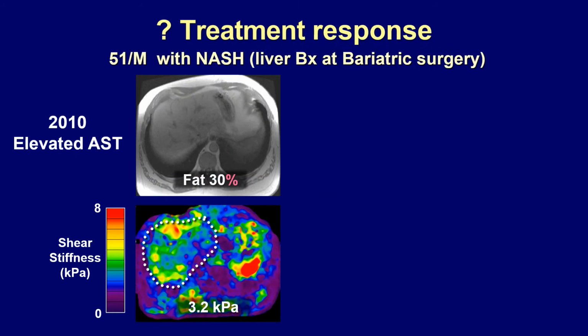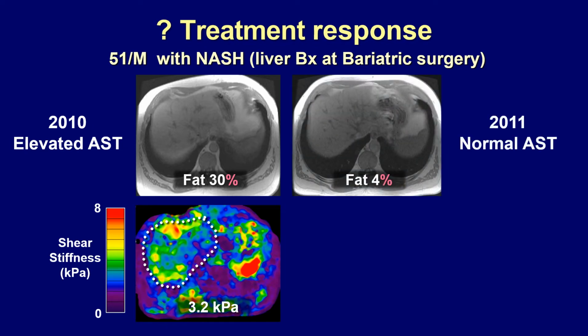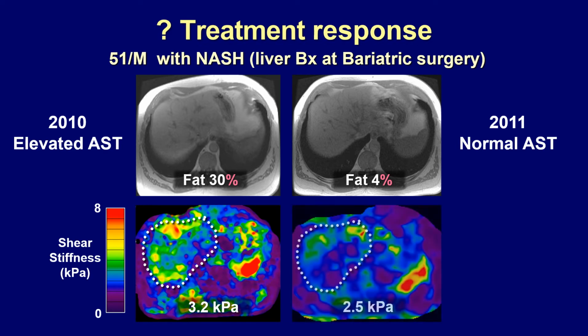Here, MRE was used to monitor treatment response. This 51-year-old male with obesity and NASH was examined prior to bariatric surgery. The patient had elevated liver enzymes, very high liver fat at 30%, elevated liver stiffness at 3.2 kilopascals, consistent with stage 1 fibrosis. Here, 1 year after bariatric surgery, the patient's liver enzymes were normal, liver fat had decreased to normal at 4%, and the MR elastogram showed that the patient now has normal liver stiffness and excellent response.